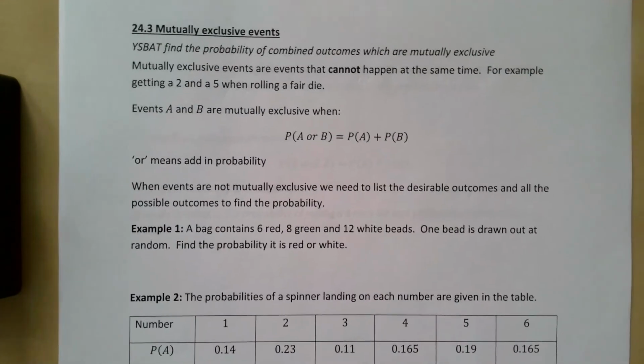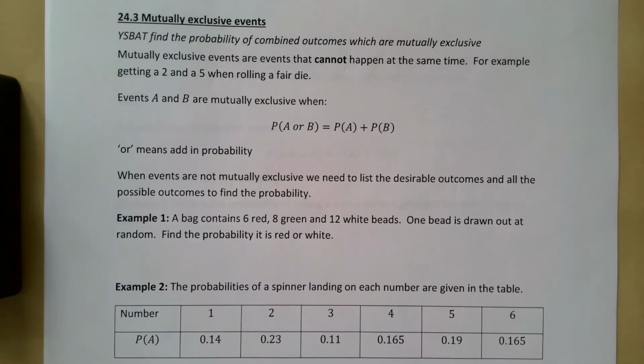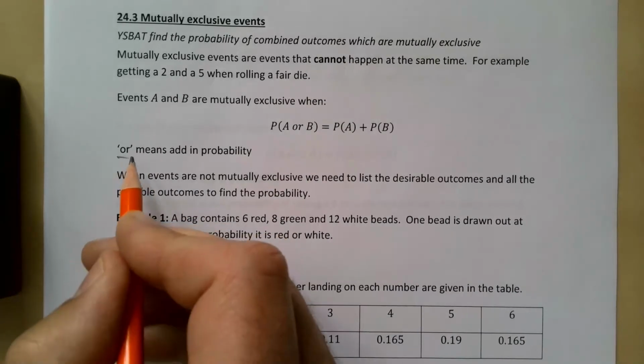Next, on to mutually exclusive events. You should be able to find the probability of combined outcomes which are mutually exclusive. Mutually exclusive events are events that cannot happen at the same time, for example, getting a 2 and a 5 when rolling a fair dice. Events A and B are mutually exclusive when the probability of A or B equals the probability of A plus the probability of B. Or means add in probability. Definitely a good wee rule to remember.